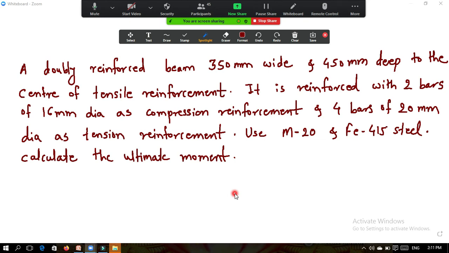Okay. So now what to do now? Here they have not given you the effective cover in compression zone. D dash value is not given to you. Okay. So I assume that value. I assume that effective cover is 50 mm. You can just assume that in compression zone. Okay.